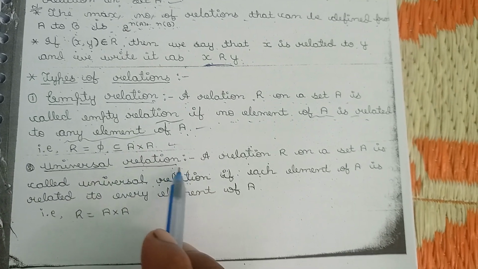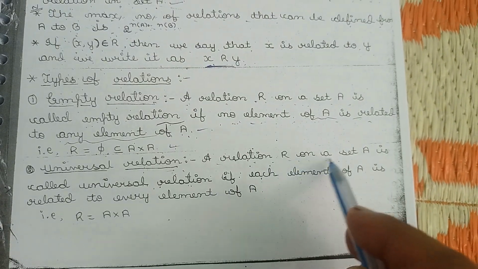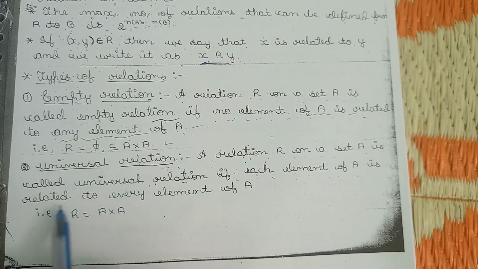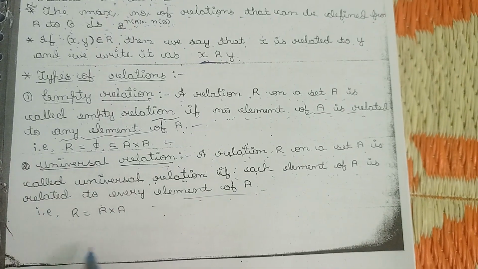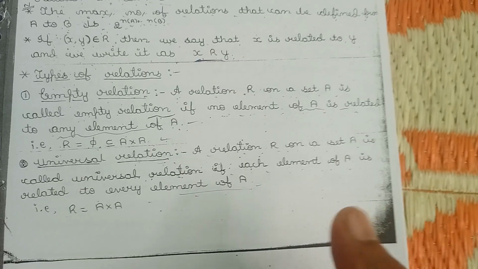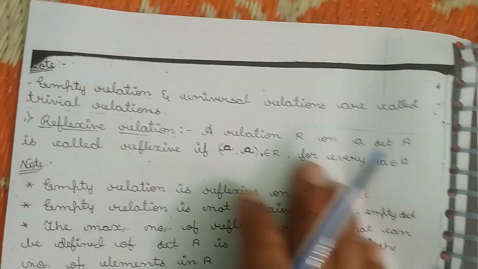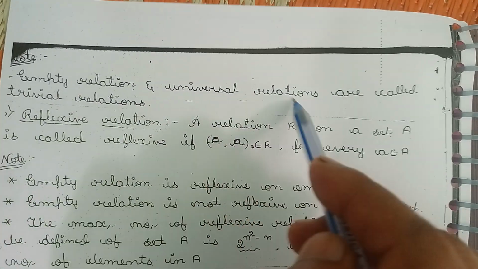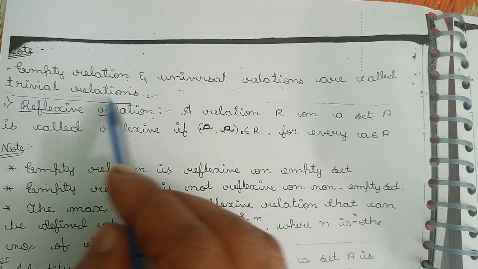Universal relation. What is a universal relation? A relation on a set A is called a universal relation if each element of A is related to every element of A. Then one more note: the empty relation and the universal relation are both called trivial relations.